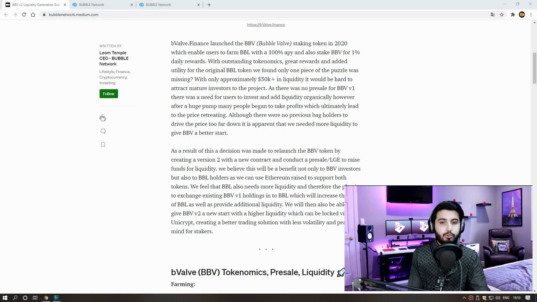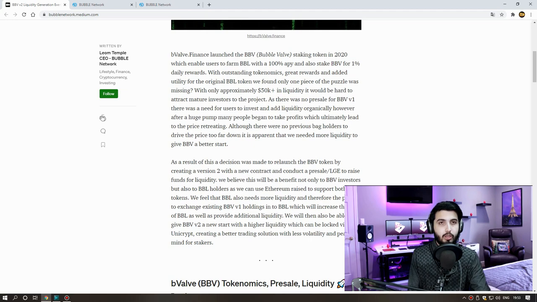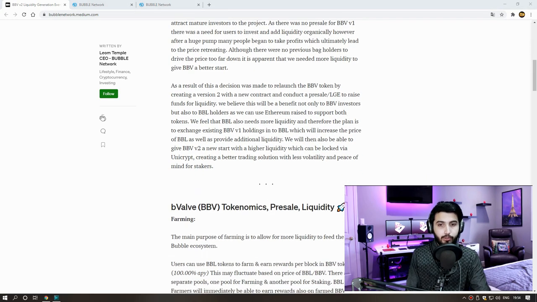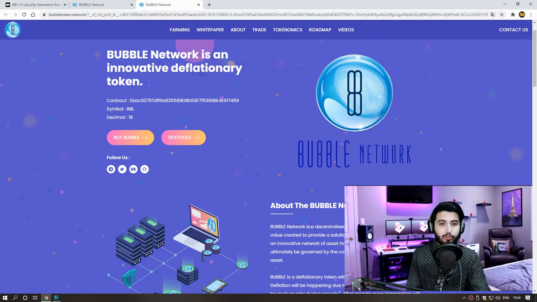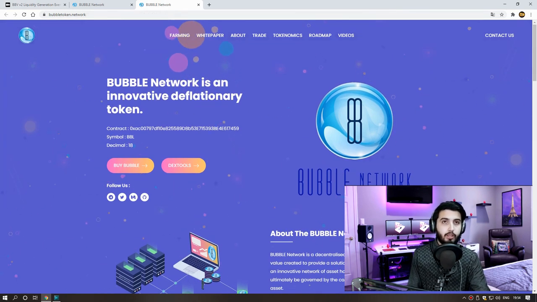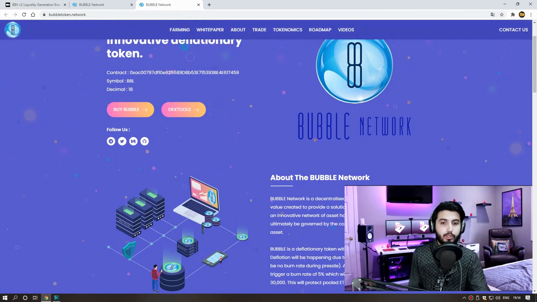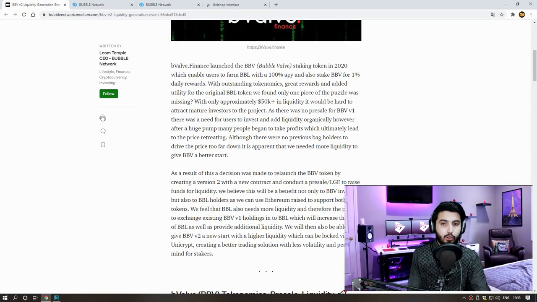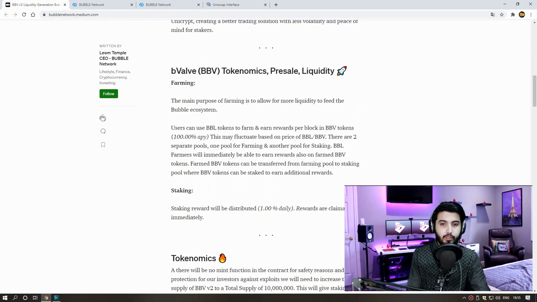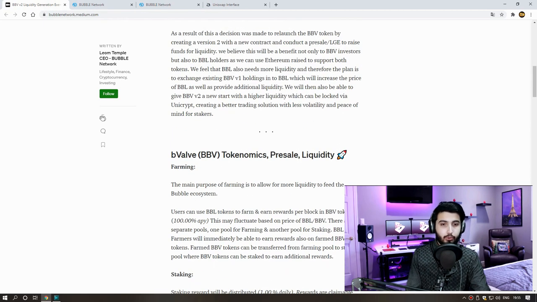So guys, as you know, this project has two tokens, BBL and BBV. If you listen to me carefully, you will understand how this project works and how it is staked. The main purpose of farming is to allow for more liquidity to feed the Bubble ecosystem. Users can use BBL tokens to farm and earn rewards per block in BBV tokens, 100% APY. This may fluctuate based on the price of BBL or BBV.